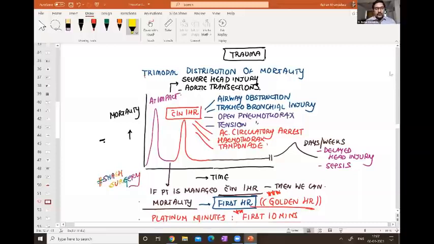Now, talking about trauma, you should know about the trimodal distribution of mortality. Trimodal distribution means there are 3 spikes. The first spike of death occurs at impact, and this is mainly due to severe head injury. Unfortunately, we cannot save these patients.